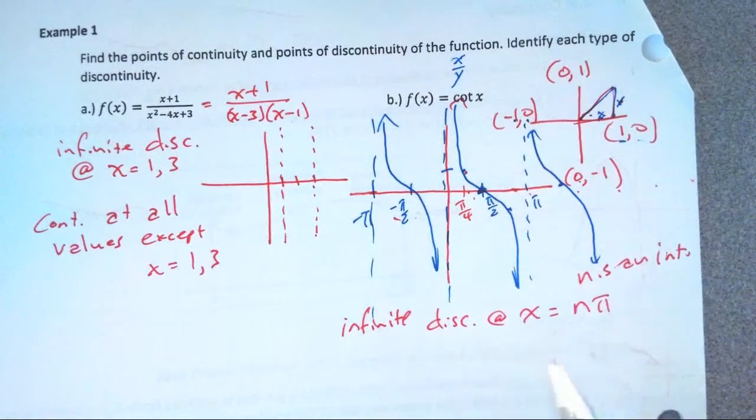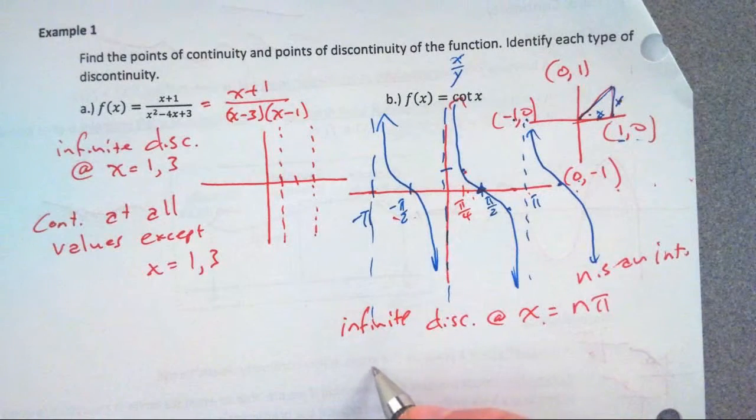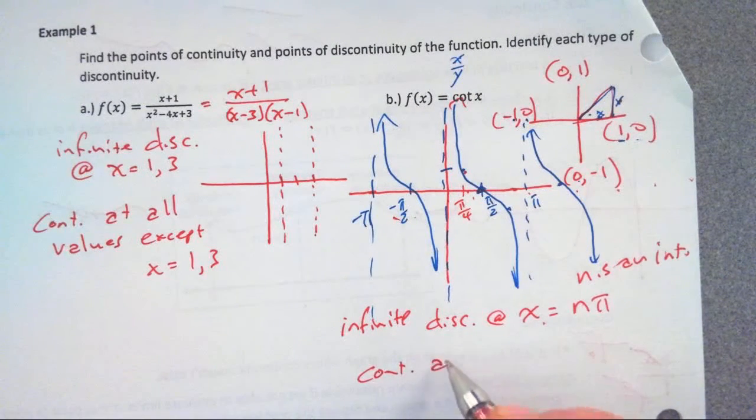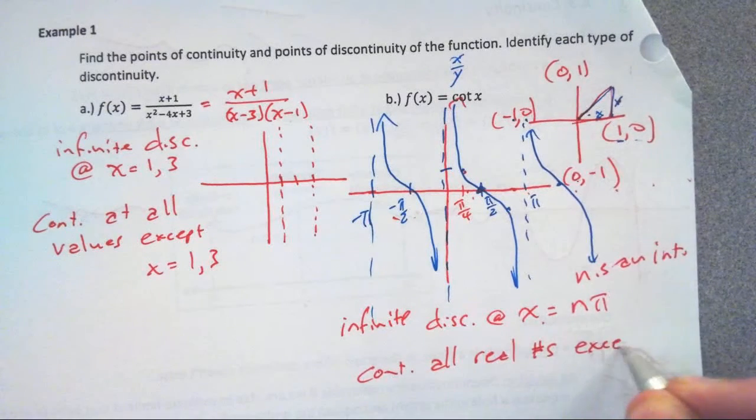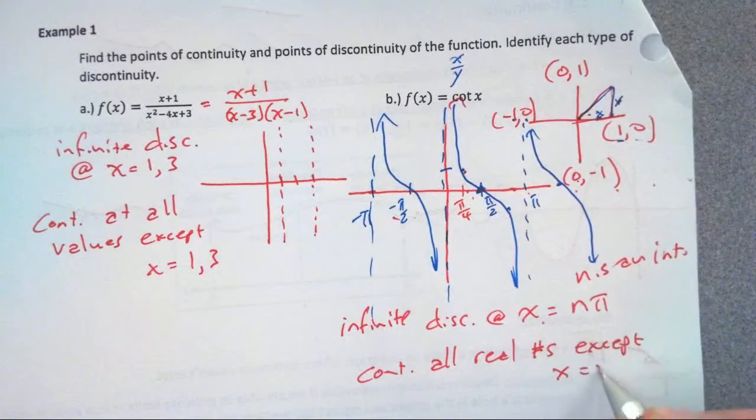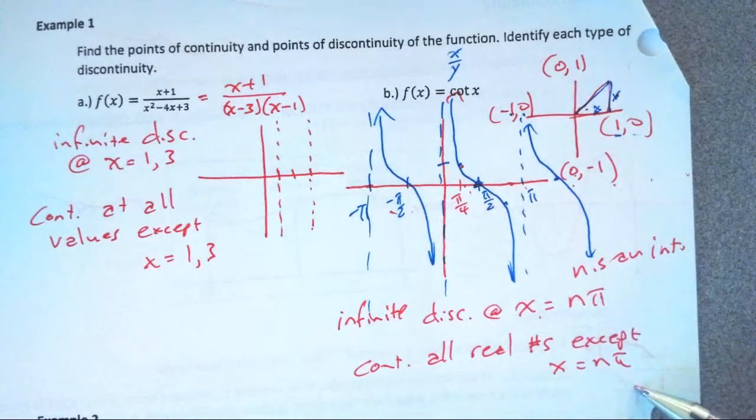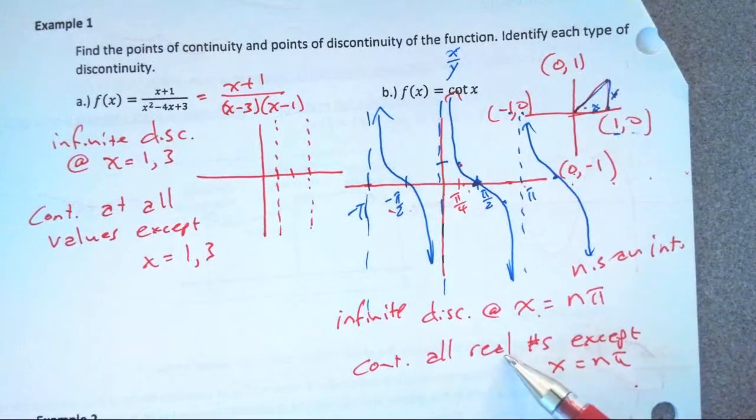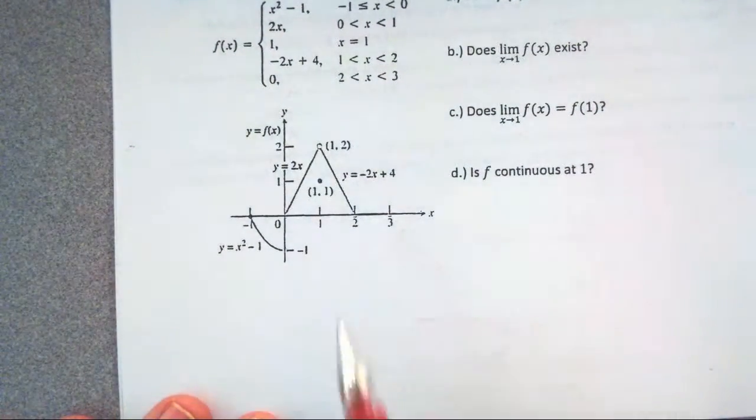Pretty easy. So where is the graph continuous? Well, it is continuous for all real numbers except x equals n pi. Because it was discontinuous at n pi, so everywhere else. I mean, you almost want to just put that C above, everywhere else. Okay. Any questions there?